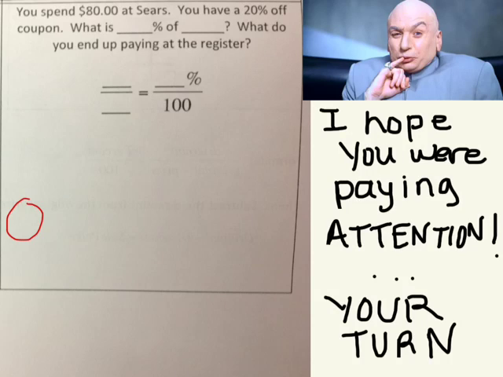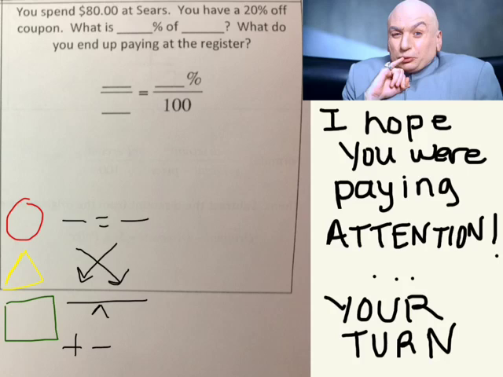Remember, part, percent, whole, and don't forget your steps. You're going to set up, cross multiply, isolate your variable, and then you're going to add or subtract from the original. Give it a try.